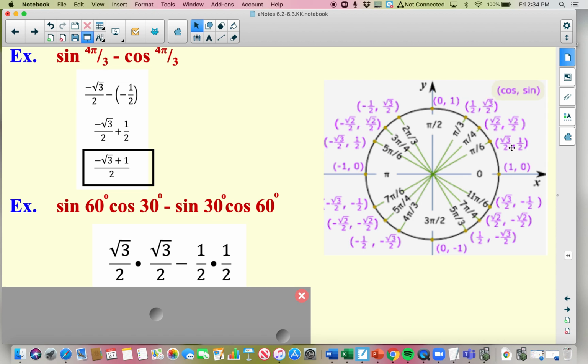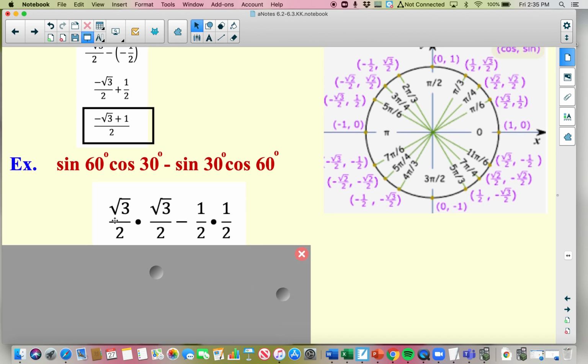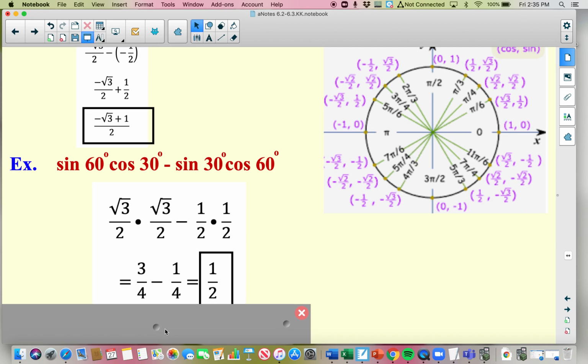The cosine of 30 degrees is also square root of 3/2. Then I'm going to subtract the product of the sine of 30. So the sine of 30 is 1/2 times the cosine of 60, and the cosine of 60 is also 1/2. So I have that all written out here. When you multiply, of course, the square roots cancel out, and you multiply 2 times 2, so I get 3/4. 1/2 times 1/2 is 1/4, and 3/4 minus 1/4 is 1/2. And that's it. So you'll do some just basic evaluations, making sure that you're comfortable with finding these angles on the unit circle.